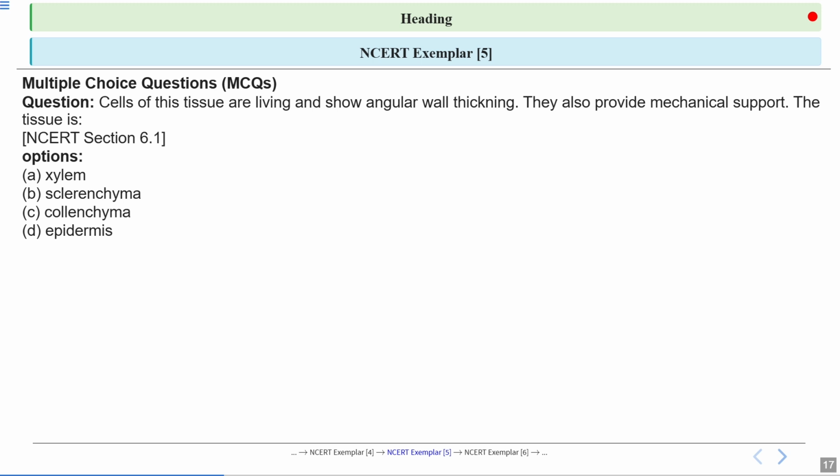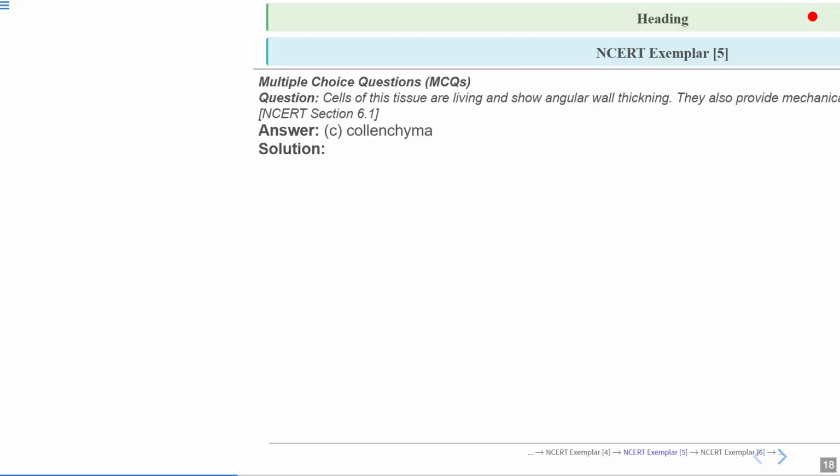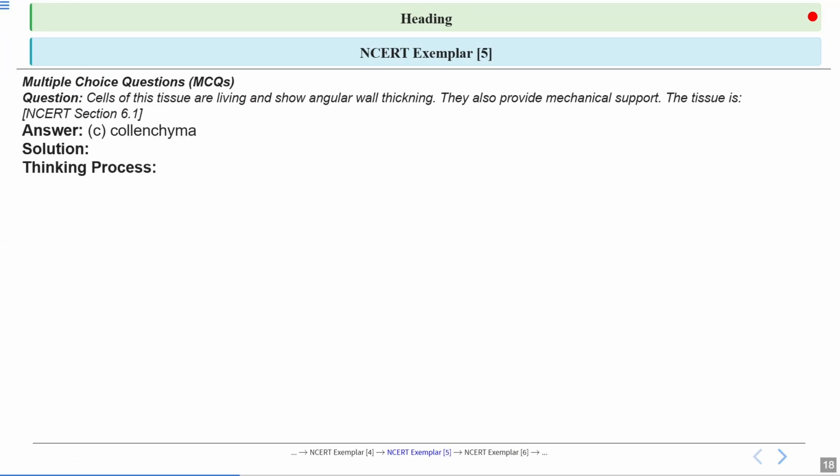Cells of this tissue are living and show angular wall thickening. They also provide mechanical support. This question is coming from the NCERT section 6.1. A. Xylem, B. Sclerenchyma, C. Collenchyma, and D. Epidermis. Okay, let us see the answer. Yes, the correct answer is option C, Collenchyma.